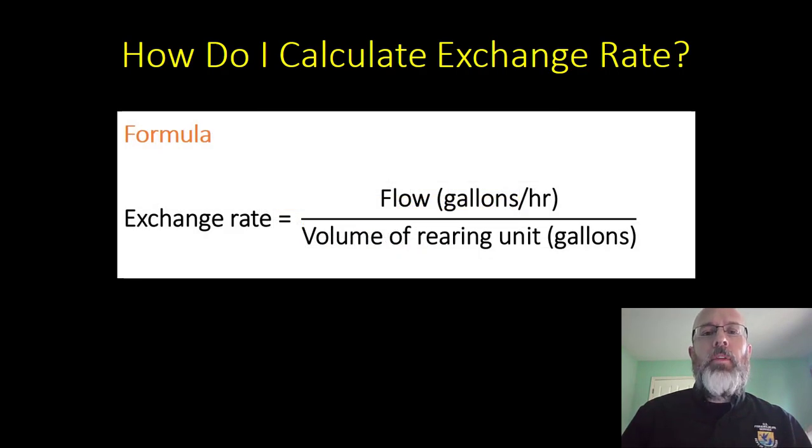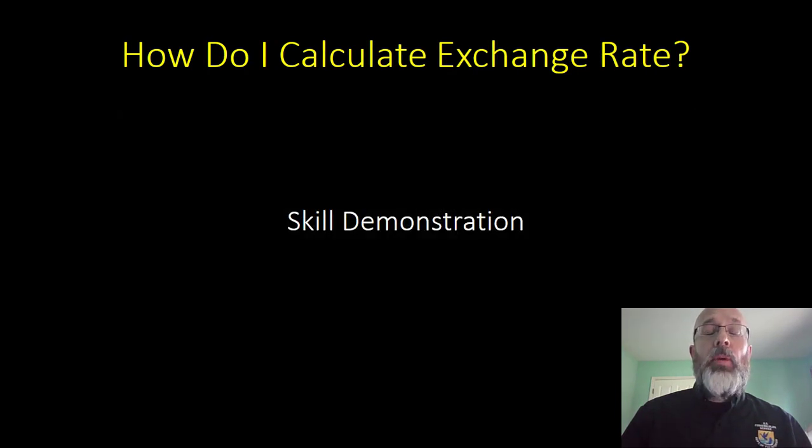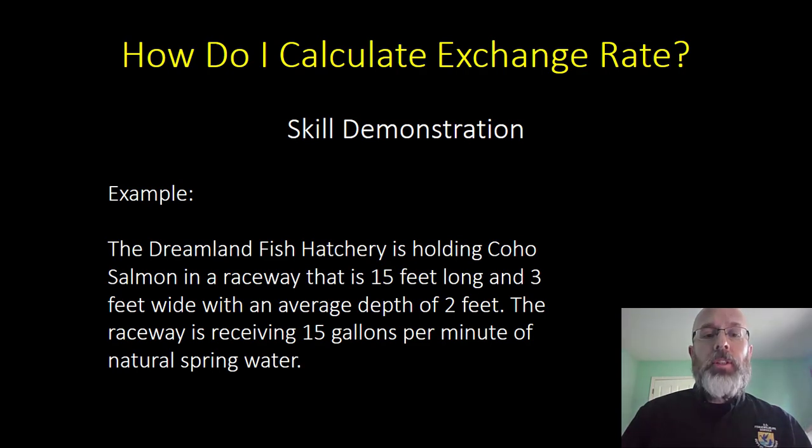So here's the formula for calculating exchange rate by hand. Exchange rate equals flow in gallons per hour, notice the hour here, divided by the volume of the rearing unit in gallons. So like we've done with density index and flow index, we'll first have a skill demonstration where I'll show you how to do the calculation, and then you'll have a chance to practice. So here's our skill demonstration.